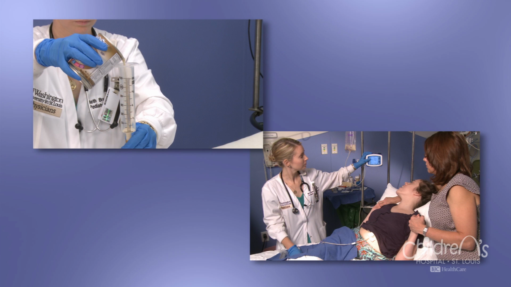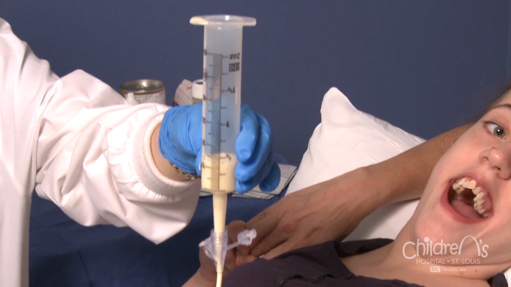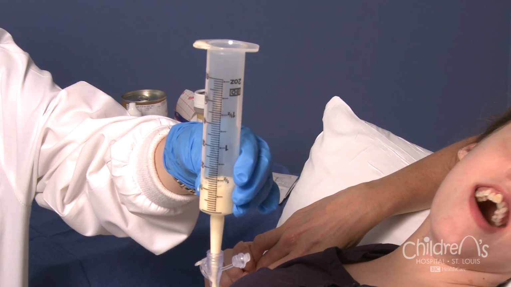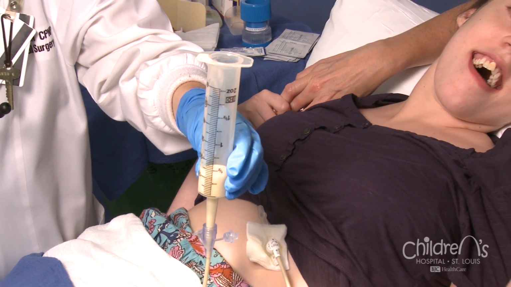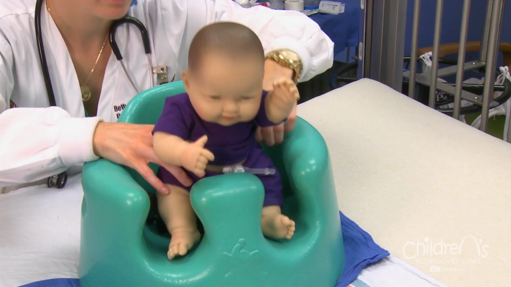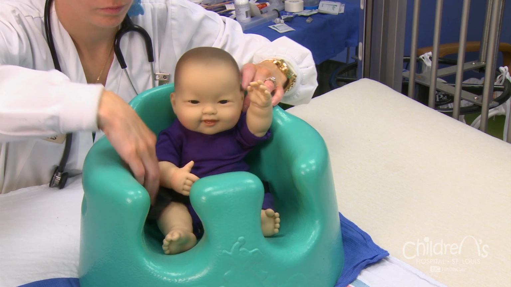There are 2 forms of feedings. One form of feeding is done using gravity. The other uses a mechanical feeding pump. We'll cover each of these in a few moments. But first, some general guidelines. If the feedings are given too fast, your child may feel crampy belly pain, retch, or vomit. When giving feedings, remember to do it slowly. You may place your child in a safely secured infant seat, wheelchair, or chair during feedings. Your child may also lie on his or her right side if getting fed at night, which may help to empty the stomach.